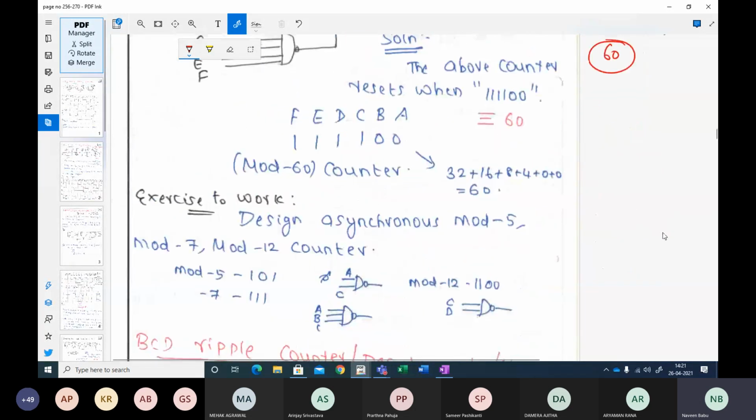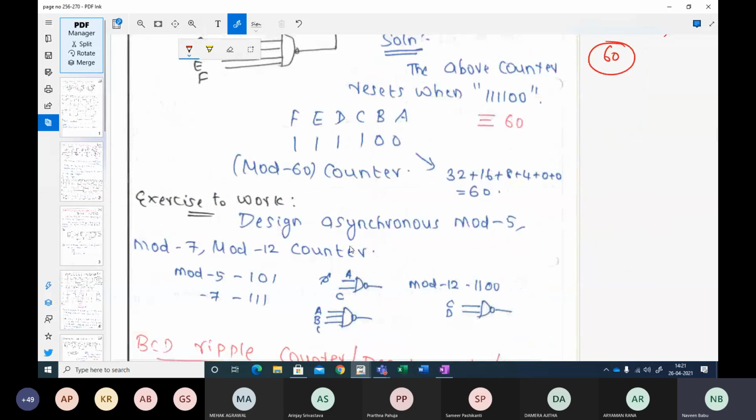So maybe you can design something like an asynchronous mod 5 counter. So what will be the logic? Whenever you get 110, you will reset it. It is a mod 5 counter only, right? You have to count till 5, and when 6, you have to reset it. Mod 7, you have to count till 7. Okay, so you do not want to have any reset circuit for this.